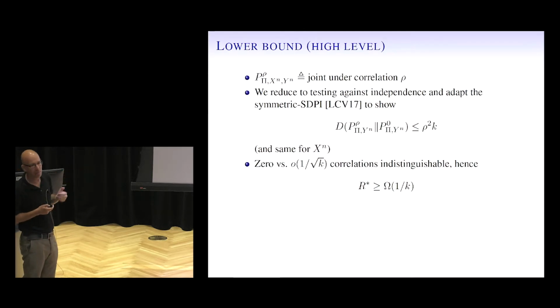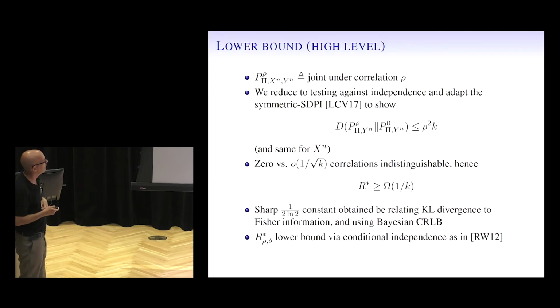And from this, you can easily see that you get the 1 over k bound. Because if the correlation is little o of 1 over square root of n, you cannot distinguish between 0 and this correlation. And so your mean square error has to be of the order of 1 over k. And to get the sharp 1 over 2 ln 2 constant, you have to work a little harder. You have to relate the KL divergence to the Fisher information and then use the Bayesian Cramér-Rao lower bound, but I'm not going to do that here.